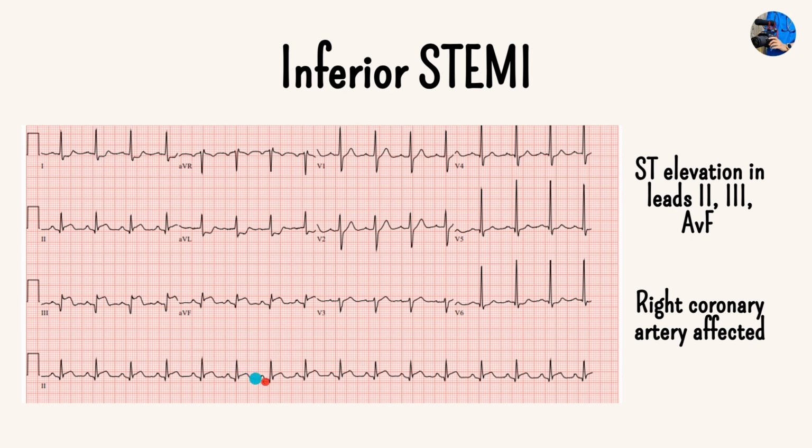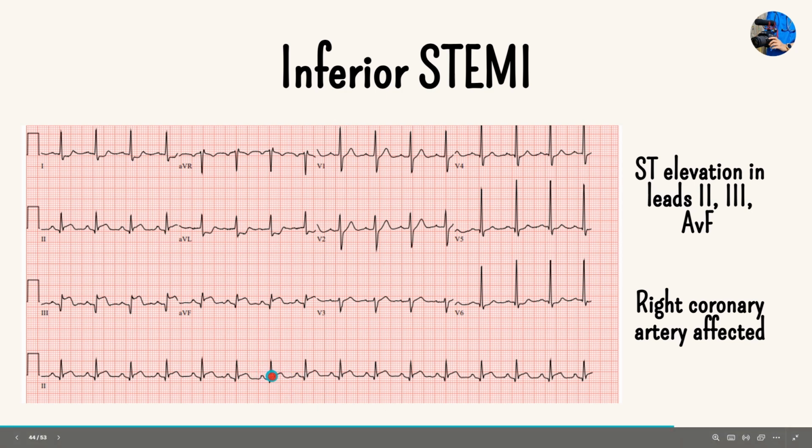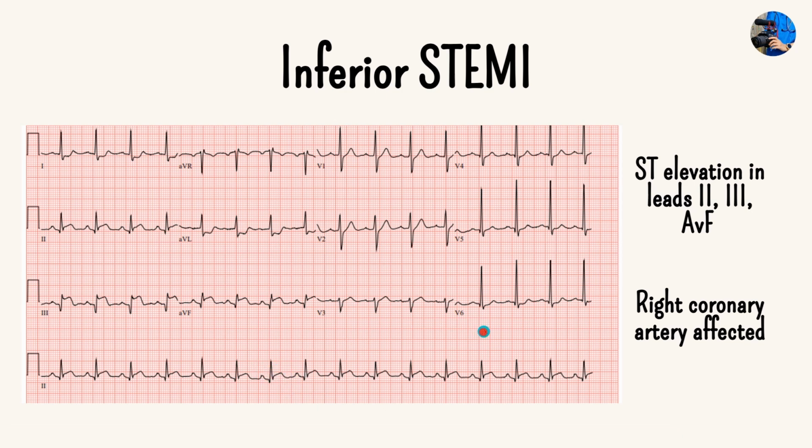Lead 2 again, you can see that elevation, and again V2 to V4 looking quite normal, so it's quite clear to say that that elevation in leads 2, 3 and AVF is an inferior STEMI. The inferior part of the heart has been affected, and the right coronary artery is responsible.